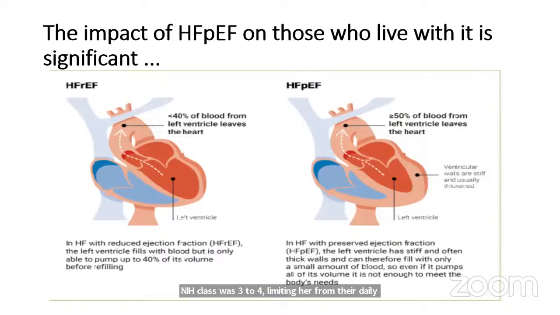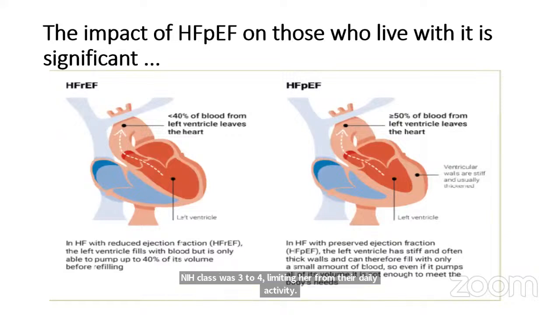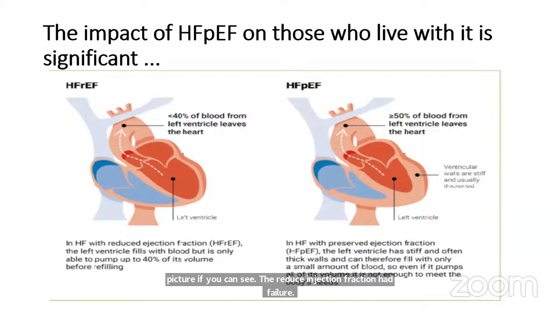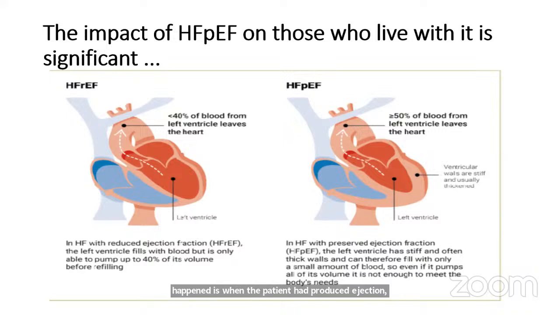This is probably because of this. I'll just explain this picture. If you can see in reduced ejection fraction heart failure, the heart function itself is already less than 40%. So what happens is when the patient has reduced ejection fraction heart failure, the left ventricle only fills with a very small amount of blood, and it only can pump up to 40% of its volume before refilling. So that's why a patient with reduced ejection fraction has symptoms of heart failure.